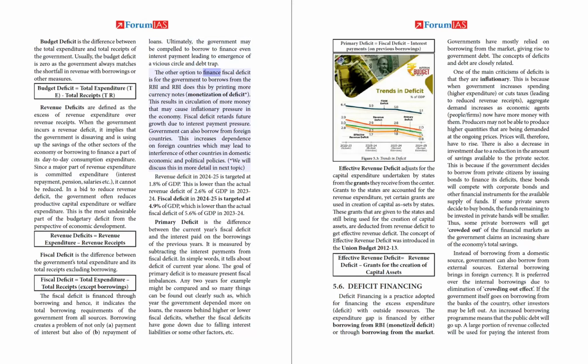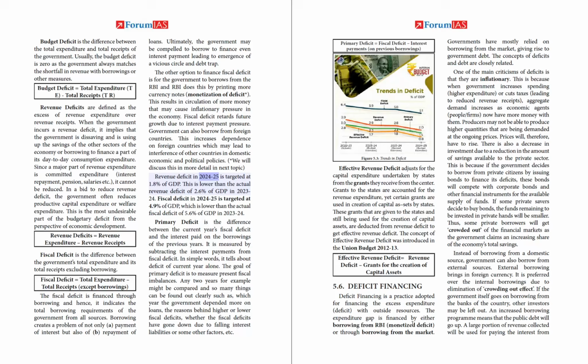The other option to finance fiscal deficit is for the government to borrow from the RBI, and the RBI does this by printing more currency notes, monetization of deficit (asterisk). This results in circulation of more money that may cause inflationary pressure in the economy. Fiscal deficit retards future growth due to interest payment pressure. Government can also borrow from foreign countries. This increases dependence on foreign countries, which may lead to interference of other countries in domestic economic and political policies. Asterisk, we'll discuss this in more detail in the next topic.